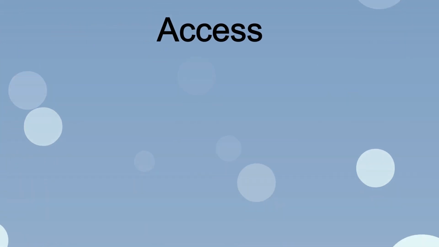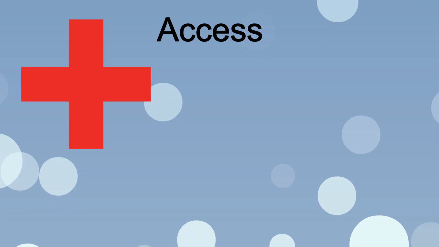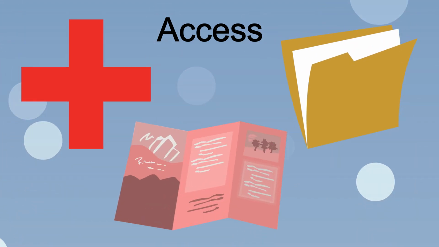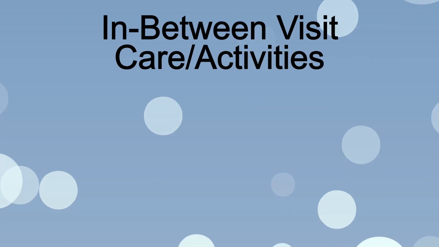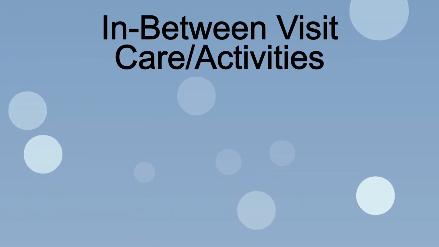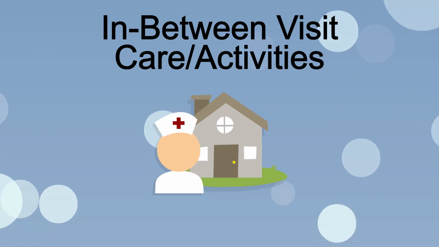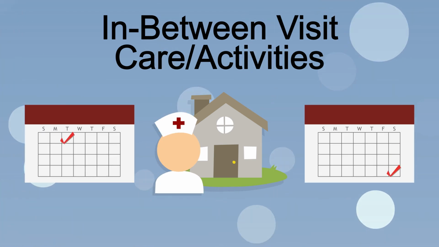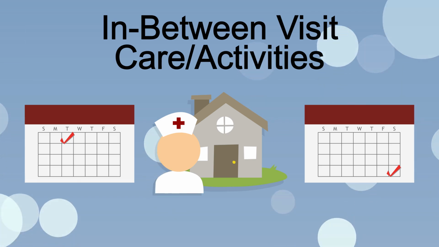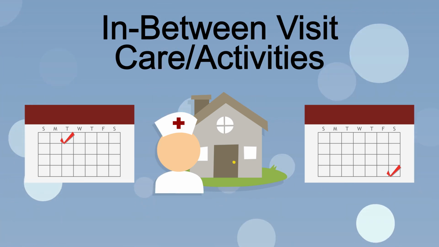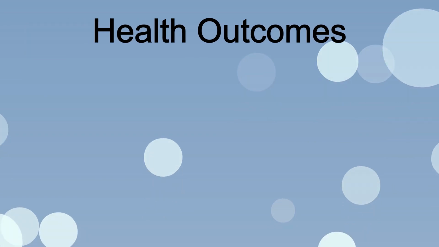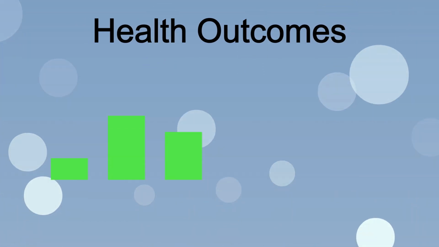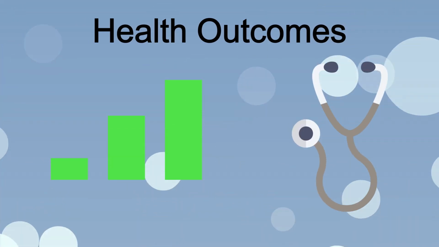Access is the ability of individuals to obtain and use health services, information, and resources. In between visit care and activities are the tasks that take place outside of the clinical setting, in between scheduled appointments. Examples may include care coordination or remote patient monitoring. Health outcomes are the measurable results attributed to an intervention on a person's life.